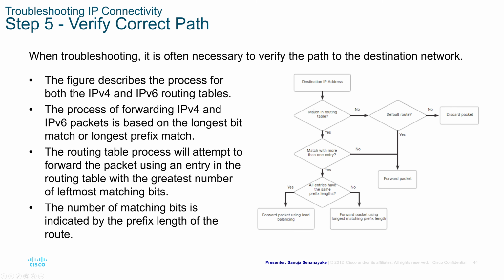We have the destination IP address. It's looking for a match in the route table. If there is one, it checks whether it matches more than one entry or not. If there is not, it will forward the packet, but if there is more, it will go through these processes. And same with if there is no match in the routing table, it will look for the default route, and if there is a default route, it will get forwarded, but if there is no default route, it gets discarded. So this is basically how the routing works, both for IPv4 and IPv6, and how the routing tables are built.